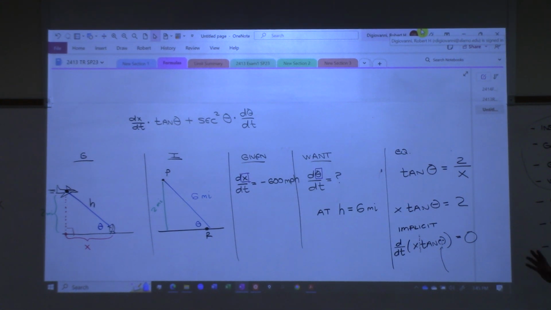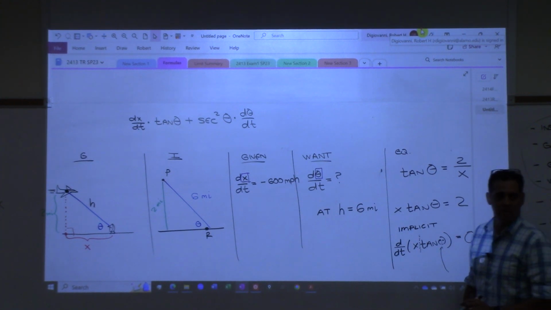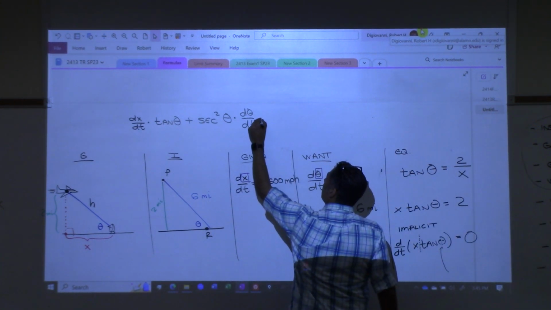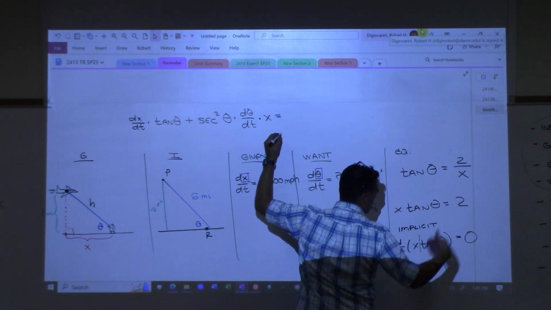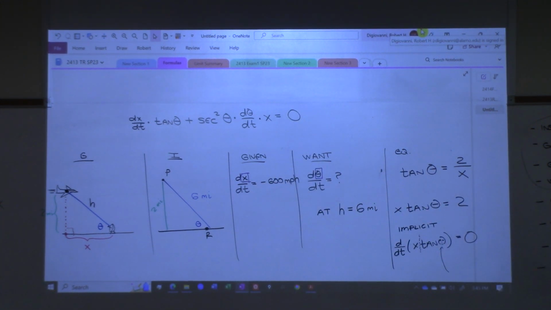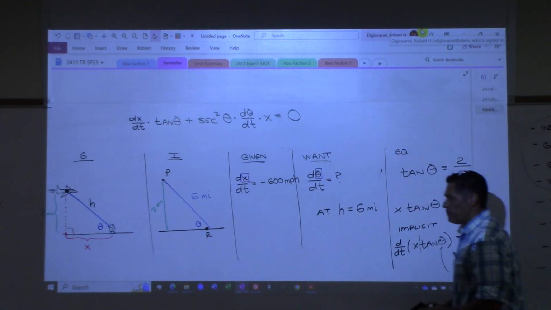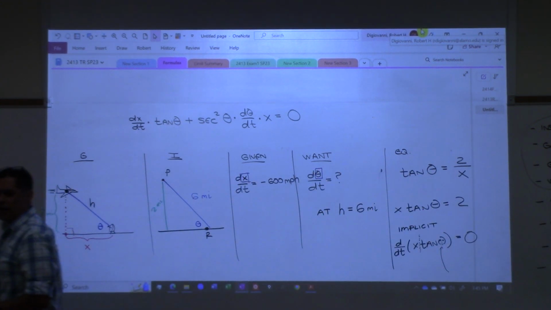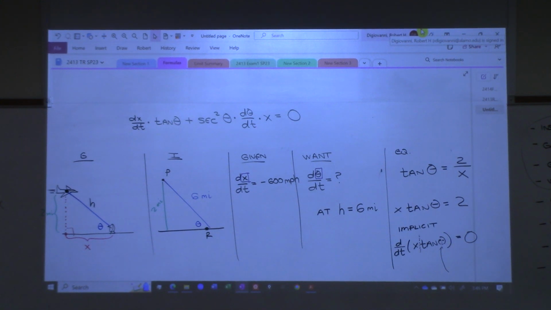But I'm still not done because I'm in the middle of a product rule, aren't I? So I still have to multiply by x. And then all of that is equal to the right side, which was 0. Are y'all seeing why people don't like these? Students usually don't like these. It is what it is.